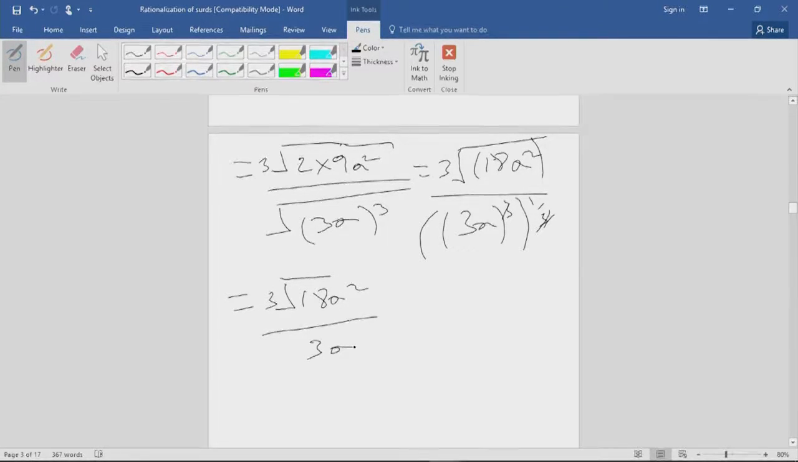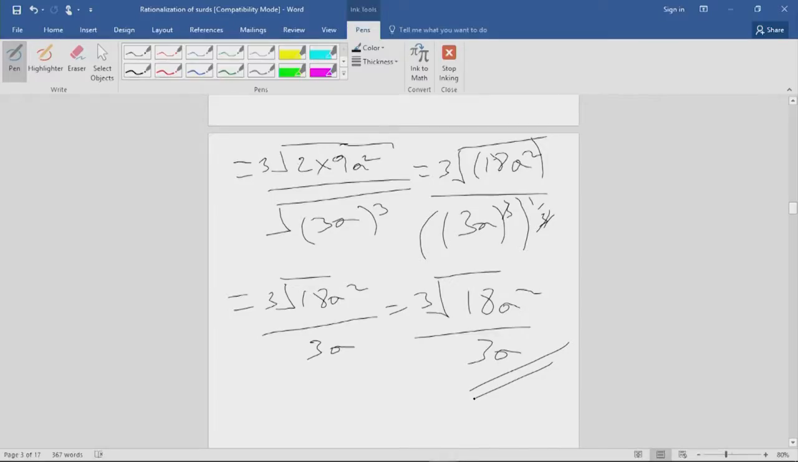So this ends up giving us, finally, the cube root of 18a square all upon 3a. Okay, so that will give us our final answer.